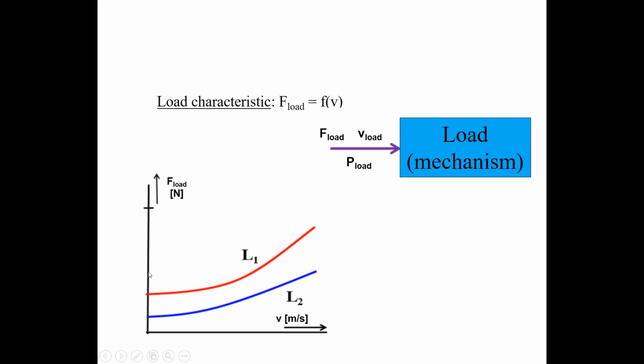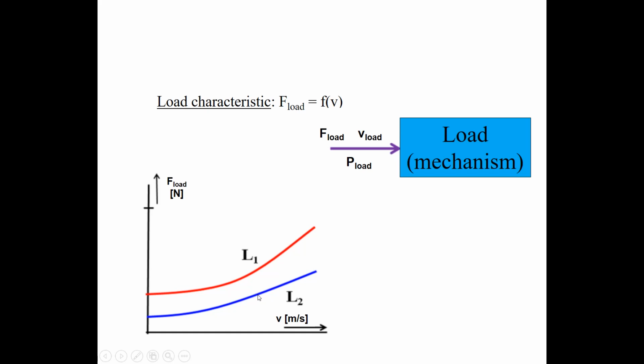This is a typical load characteristic because it starts off at a certain point on the vertical axis where the speed is 0, which is often caused by a load force or a friction force. When the speed increases, we see that the load force, the force required by the load, increases, often due to viscous friction. So that is a typical load characteristic, L1, the blue one, and L2.